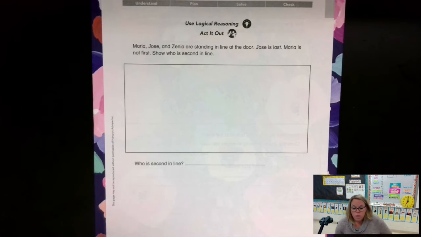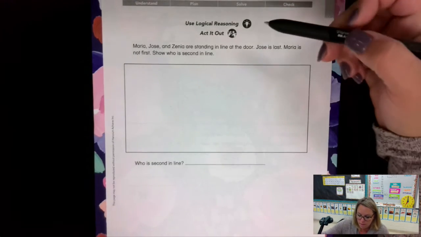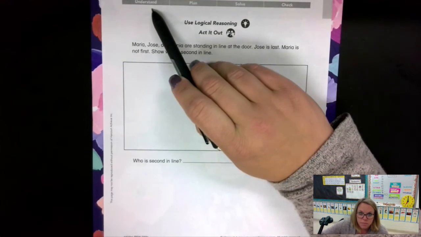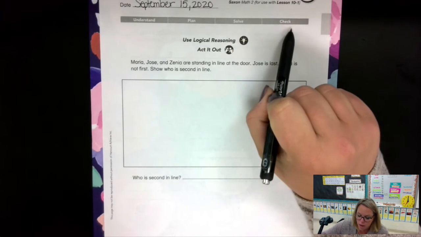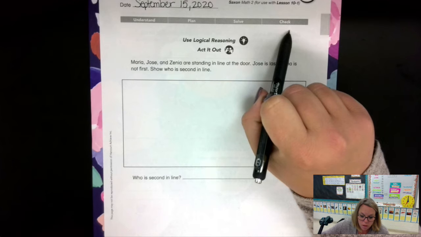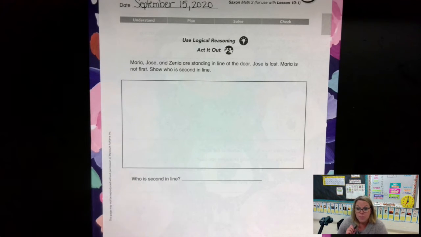Now, here's what we want to do. We want to use logical reasoning and we want to be able to act a problem out. So we are going to use the problem solving process to solve the problem. Four words at the top of your paper tell us the steps in the problem solving process. Okay? Understand, plan, solve, and then check. So here we're going to read the problem and we're going to figure out how to solve it.